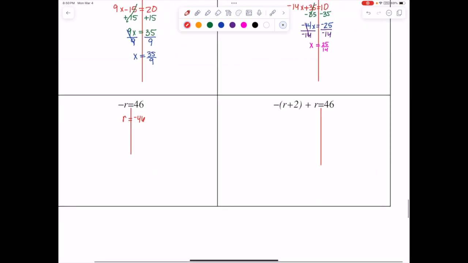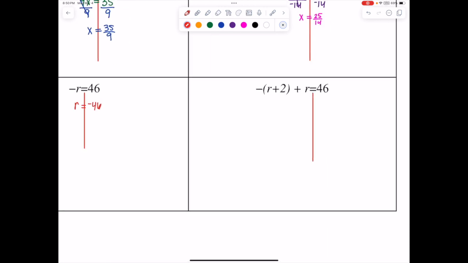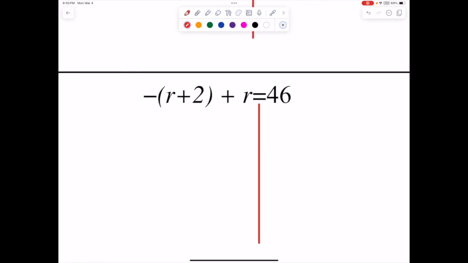Okay, all right. Let's go ahead and do your next one. Okay, we have to distribute and combine like terms on this one. So let's go ahead and distribute the negative. So we end up with negative r minus 2 plus r equals 46. We're going to go ahead and combine the like terms. Okay, oh, and take a look at this.